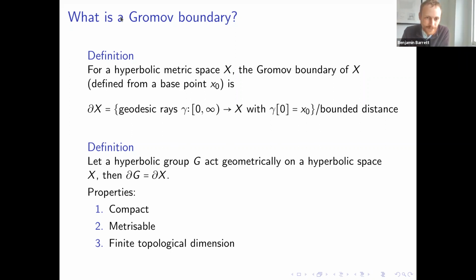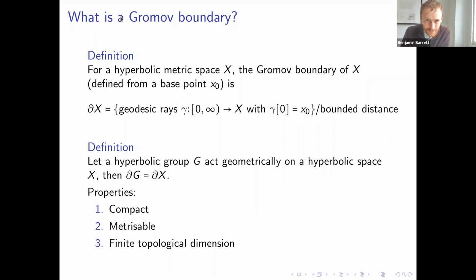So those are just some easy-ish restrictions that say that the boundary of a hyperbolic group can't be too bad. It's at least got these nice properties. Okay, so those are our first properties of hyperbolic groups.